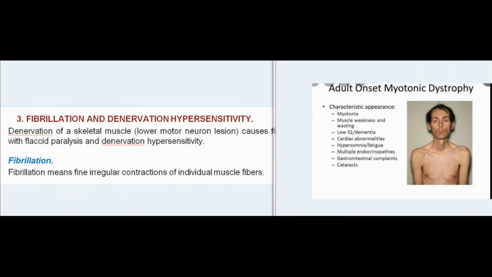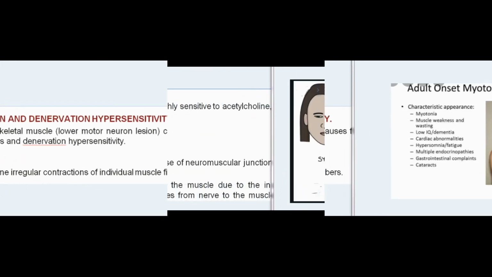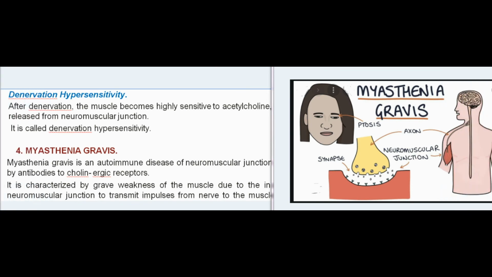3. Fibrillation and denervation hypersensitivity. Denervation of a skeletal muscle, lower motor neuron lesion, causes fibrillation with flaccid paralysis and denervation hypersensitivity. Fibrillation. Fibrillation means fine irregular contractions of individual muscle fibers. Denervation hypersensitivity. After denervation, the muscle becomes highly sensitive to acetylcholine, which is released from neuromuscular junction. It is called denervation hypersensitivity.